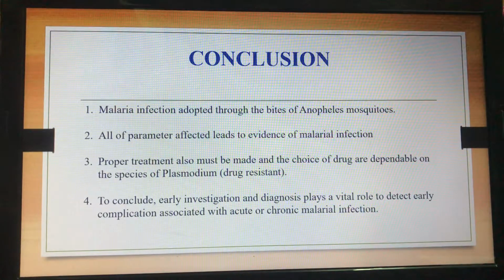In conclusion, malaria infection is acquired through the bite of the Anopheles mosquito. All of the parameters affected lead to evidence of malaria infection. Proper treatment also must be made, and the choice of drug is dependent on the species of Plasmodium because of drug-resistant species. To conclude, early investigation and diagnosis play a vital role to detect early complications associated with acute or chronic malaria infection.